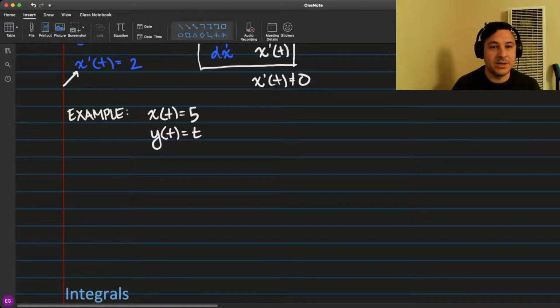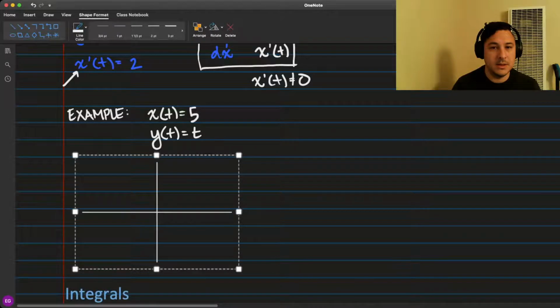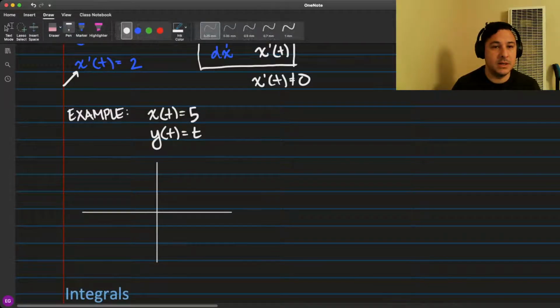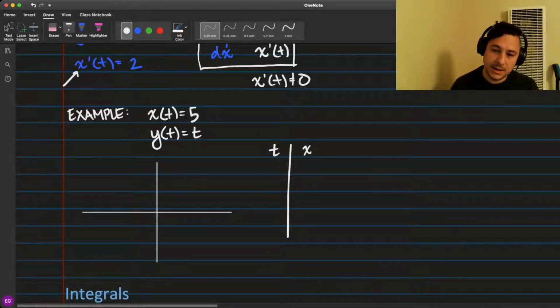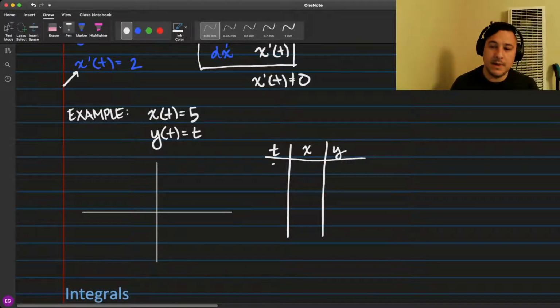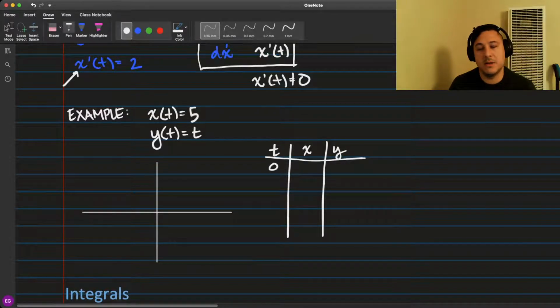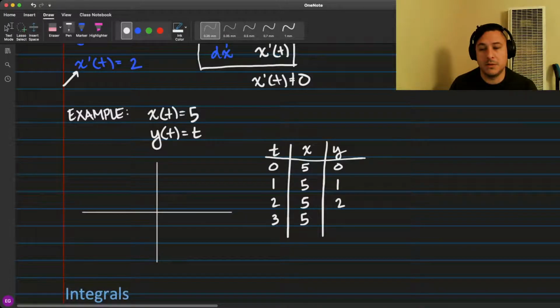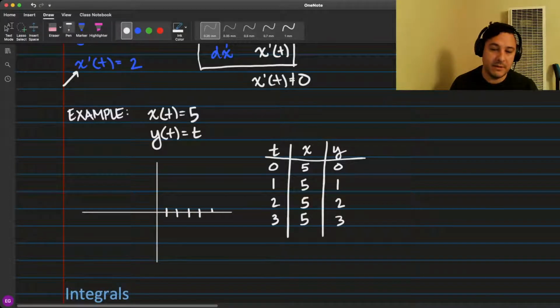So I'm going to insert an xy axis. And then we're going to quickly make a little table for ourselves: t, x, y. No matter what you plug in for t, what is your x always going to be? Cool. So we're just going to do 4 points. So t equals 0, 1, 2, 3. Your y is just your t value, so you get 0, 1, 2, 3. So if you start graphing this, you get 5, 0.